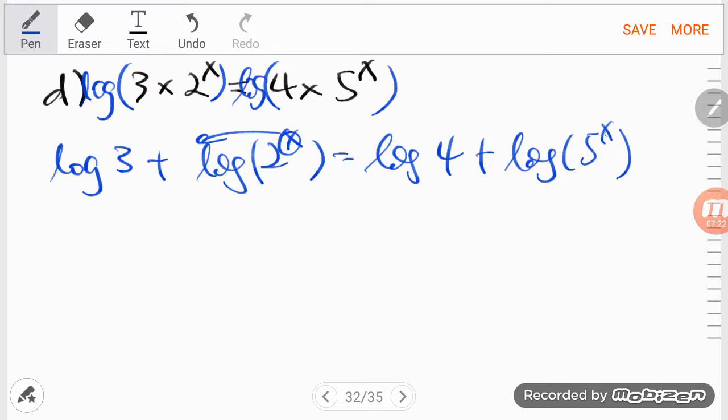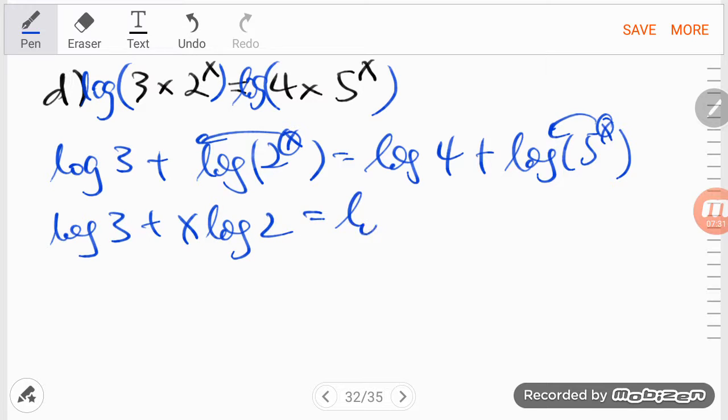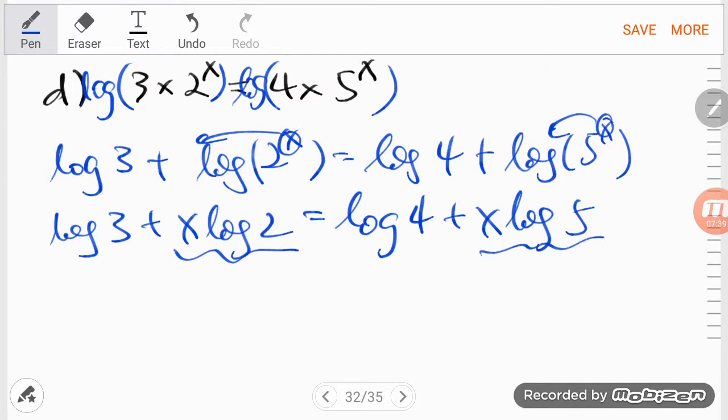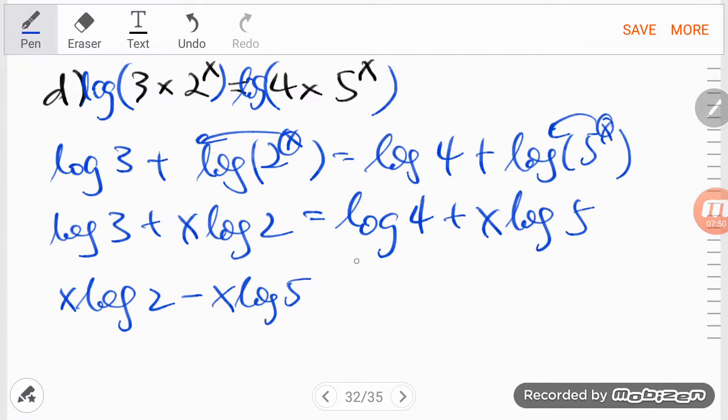Bring the power to the front. I will have log 3 plus x log 2 is equal to log 4 plus x log 5. Something with x, something with x. Let's group them up. So let's have all the x's on the left, which means I'll have x log 2 minus x log 5 is equal to log 4 minus log 3.